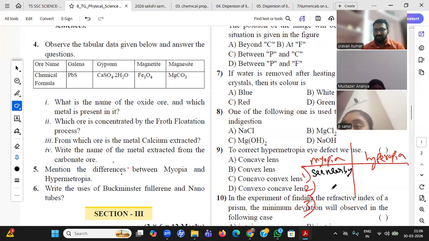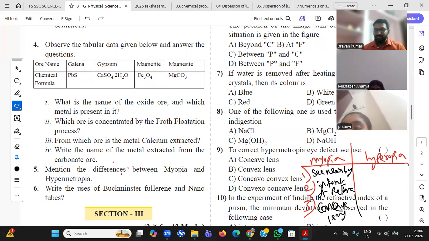What else? Next, Ananya. Object is formed in front of retina. Okay. Object formed in front of retina. Very good point. Third point. Can be corrected using concave lens. Very good. Wonderful. Concave lens is used to correct it.